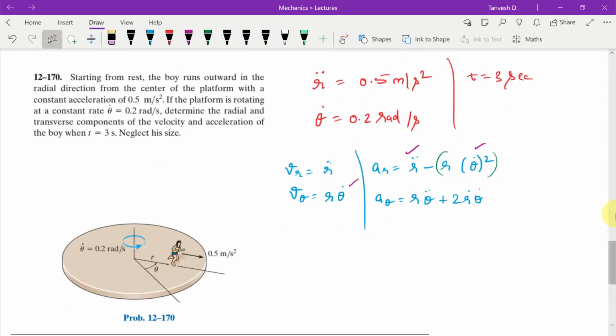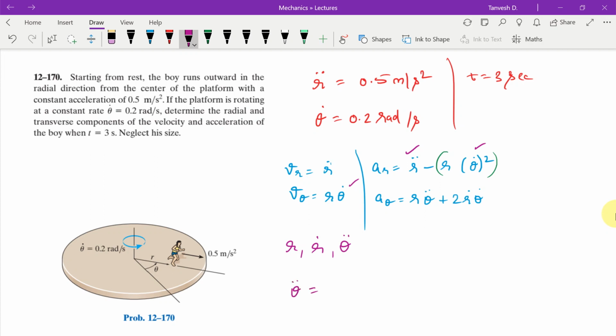So to put in these formulas, what all things we actually need to find, let us just write them down. R we need, r dot we need, and theta double dot we need. Theta double dot, since theta dot is given and it is constant, we can say that theta double dot is going to be 0, right? So differentiating this with respect to time, it is going to be 0 radians per second square. So we found one quantity directly, theta double dot.